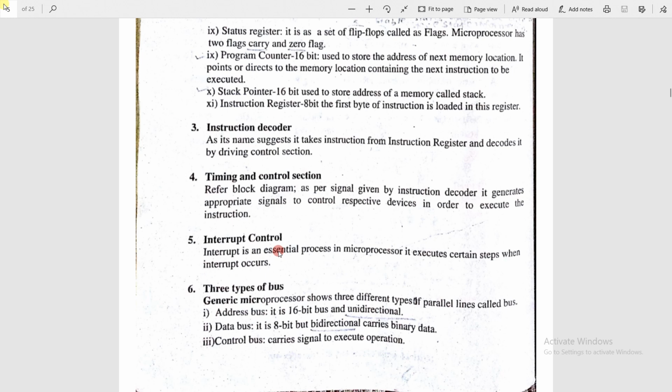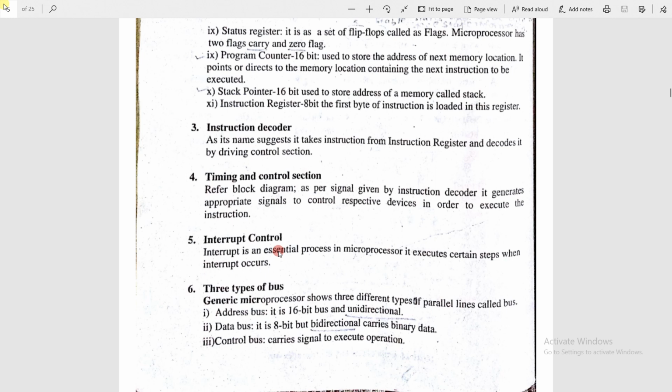Interrupt is an essential process in a microprocessor. It executes certain steps when an interrupt occurs. When an interrupt occurs, then interrupt control decides what is to be done, what signals to be sent, where they should be sent, depending on the kind of interrupt the processor has received.